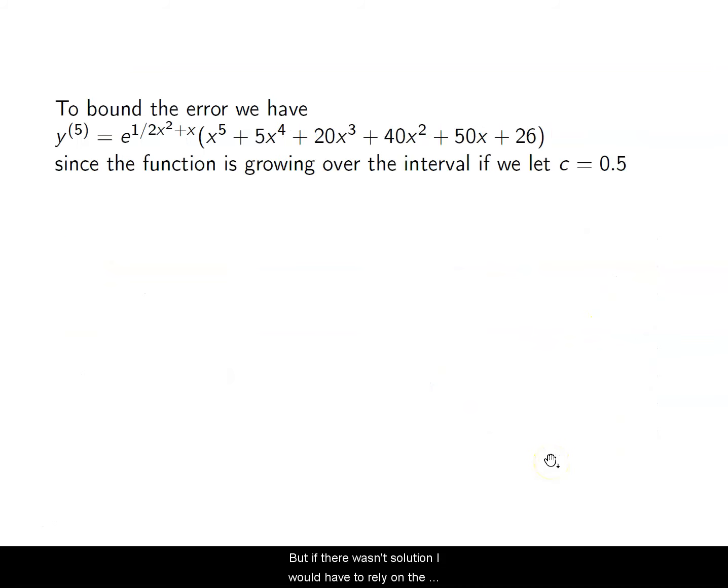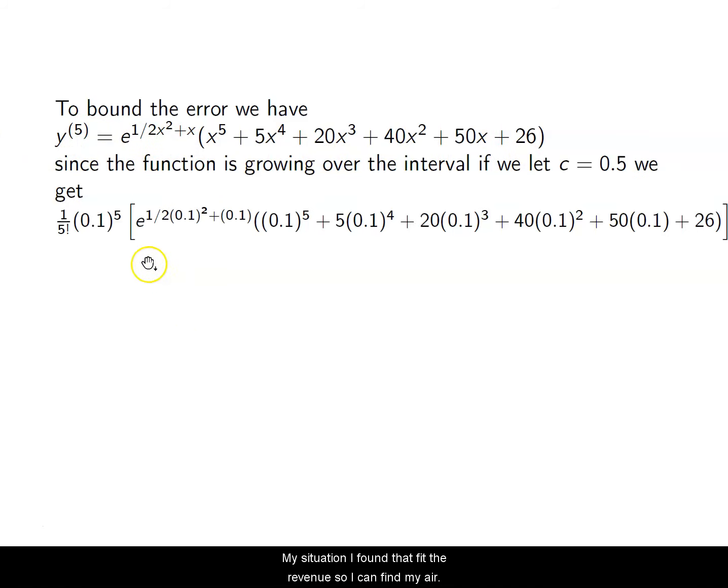But if there was no solution, I would have to rely on the accuracy of these methods to give me a close enough approximation to build my rocket ship so that it doesn't explode, or build my bridge so that it doesn't collapse. So since this function again is growing over our interval, we're going to let C be the largest value in the interval of existence for my situation. So I found the 5th derivative so that I could bound my error.